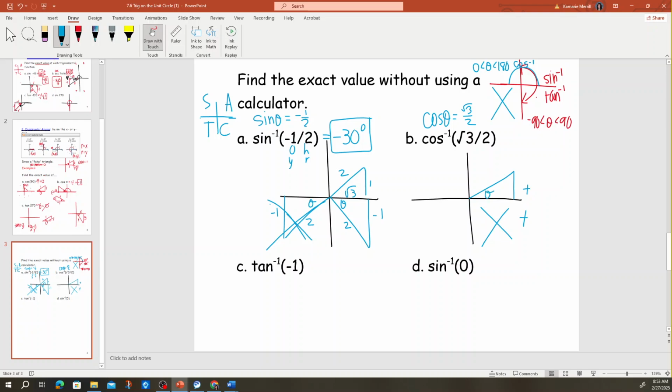Whatever theta is, we don't know, and that's what we're trying to find. We want the exact value of this, and we want to know what angle this is. Where do I put the root 3, and where do I put the 2? Well, 2 is going to be the hypotenuse, or the r, and root 3 was our x, the adjacent. Okay. So adjacent is root 3, hypotenuse is 2, so this is a 30, 60, 90.